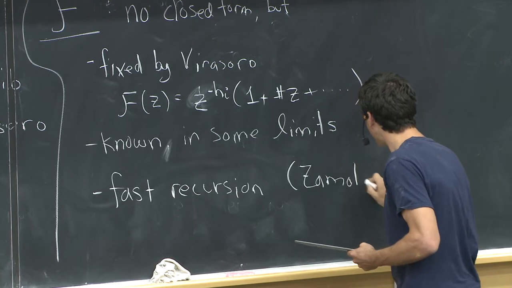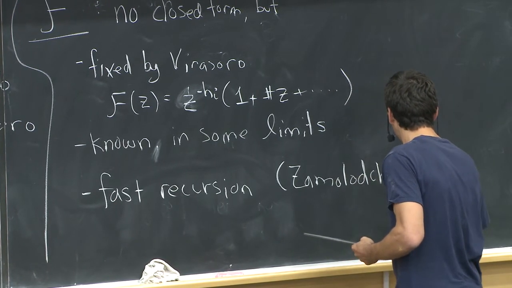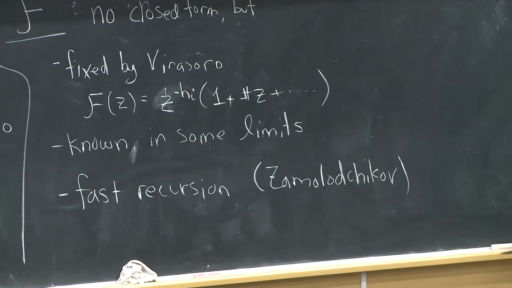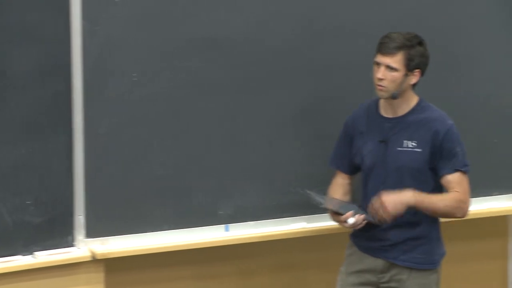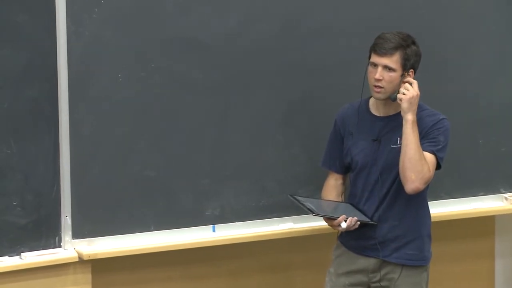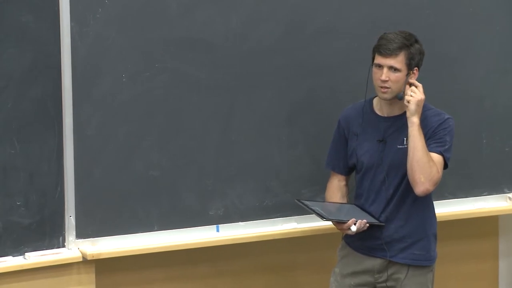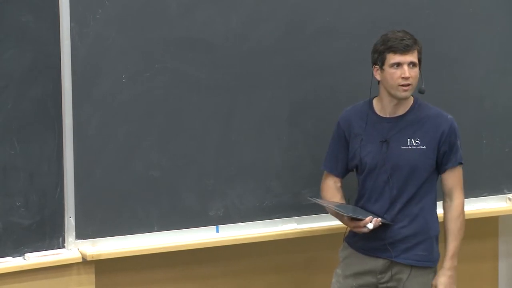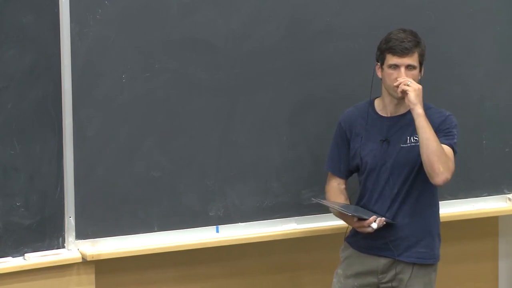And there's a very fast recursion formula for calculating the Virasoro blocks. This was found by Zamolodchikov a long time ago, and you can find various papers on the arXiv where it's implemented, and the code is provided in the arXiv submissions themselves.